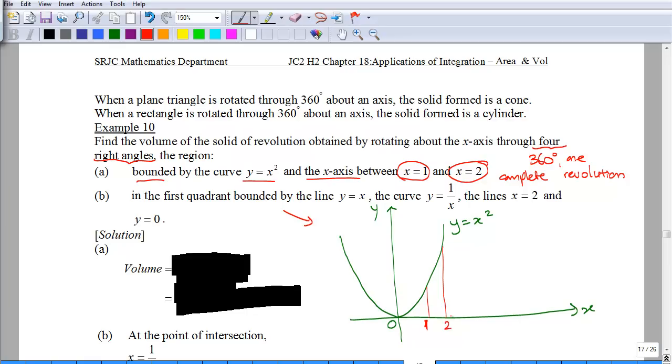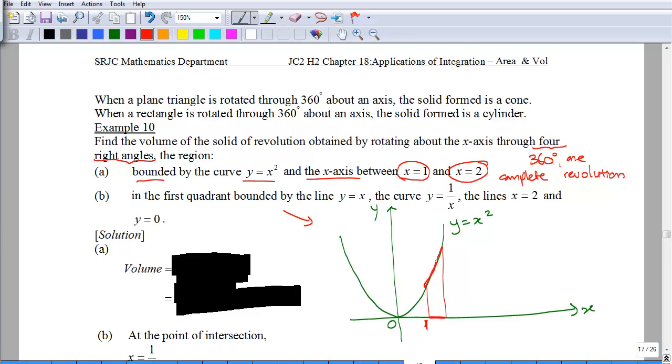So when we say the region bounded by the curve y equals x squared, and the x-axis between x equals 1 and x equals 2, do you see the red highlighted part of the x-axis that I am highlighting now? So we are talking about the region bounded by this curve.